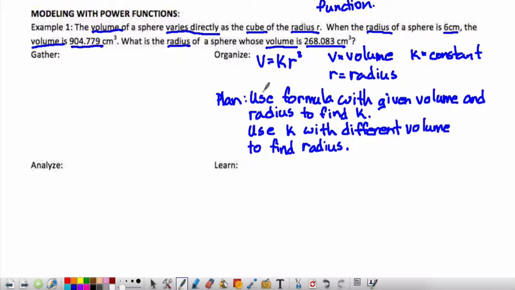Okay, so part of organizing is to come up with a plan, and I did come up with this plan, and you should write this down because this is how we're going to use power functions when we're modeling. You have to actually use the formula to find k, and then use k with a different volume to find the radius. So each time you're going to have to find k first.